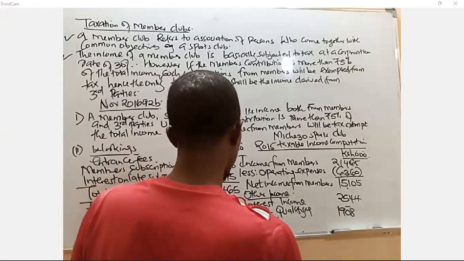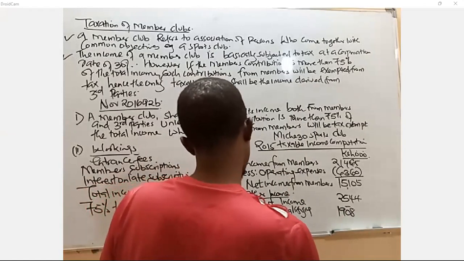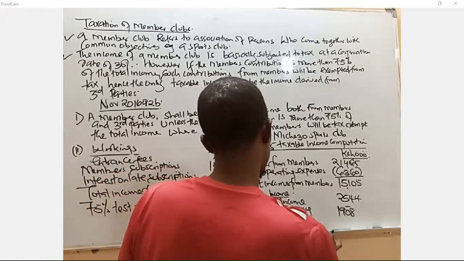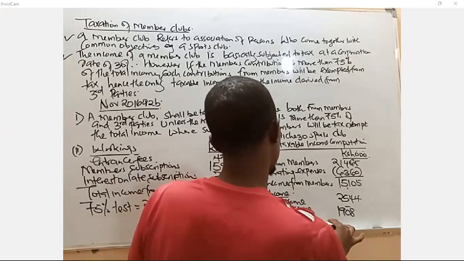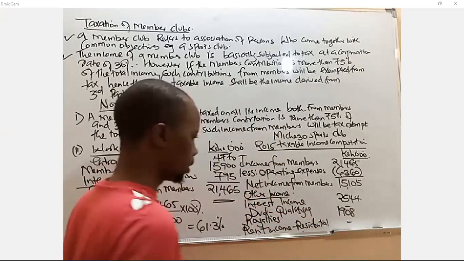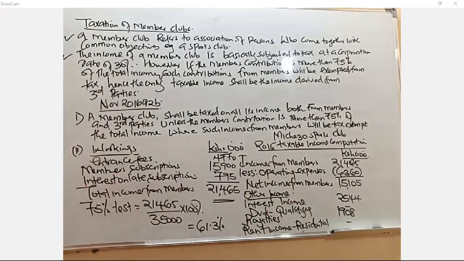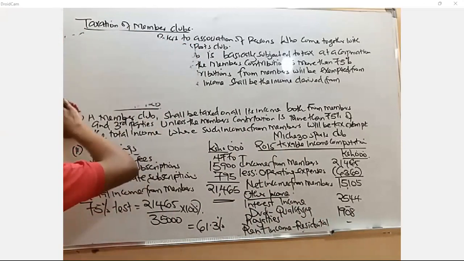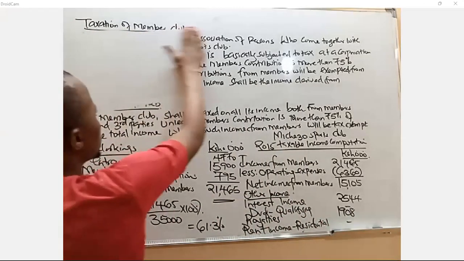From the royalties, we have rent income. You can do your assumption and say it is residential, so you put a dash there. You can also see there is a gain on property transfers. That is a non-taxable income either, so you are not supposed to check on it.